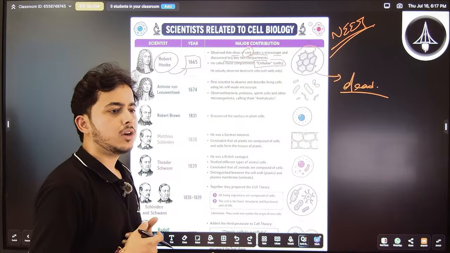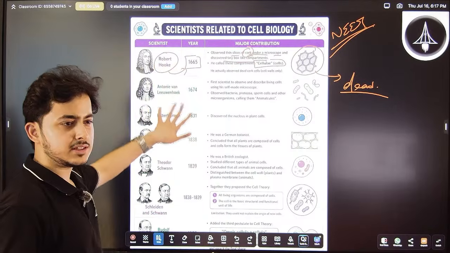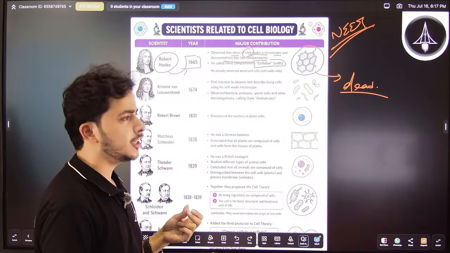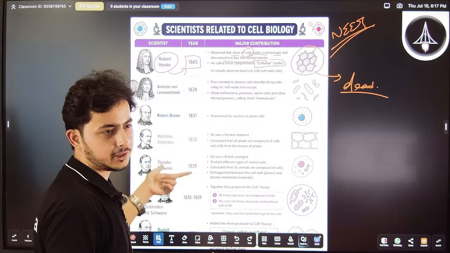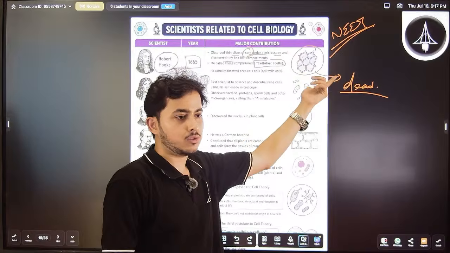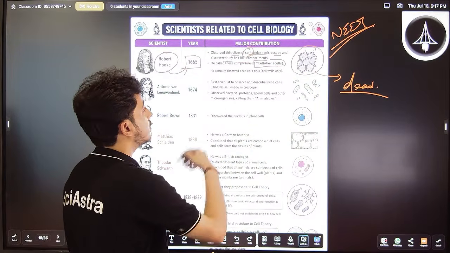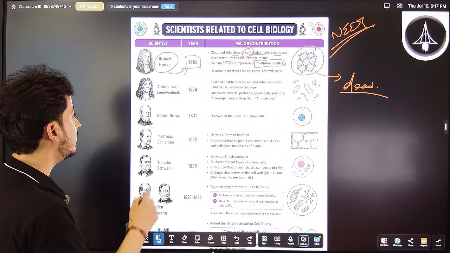Is this important for IIT? For IIT this is less important. This is important for NEET. In the re-NEET also you have questions on scientists' names. So this is important from the NEET perspective. So he observed the first dead cell.